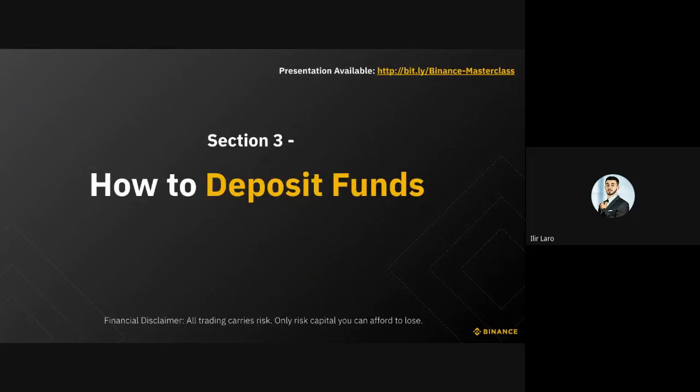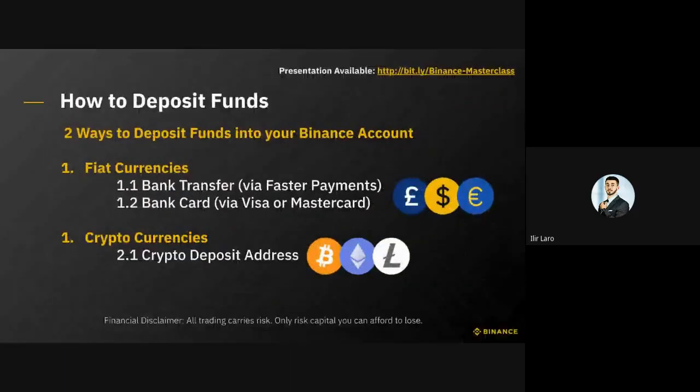Now, once you've registered an account and verified your account, the next stage is to deposit funds. There are two ways of depositing funds in your Binance account: fiat currencies and cryptocurrencies. Like I mentioned before, fiat currencies are traditional currencies that are government backed. We use these on a day-to-day basis. This is the pound, the US dollar, the euro.